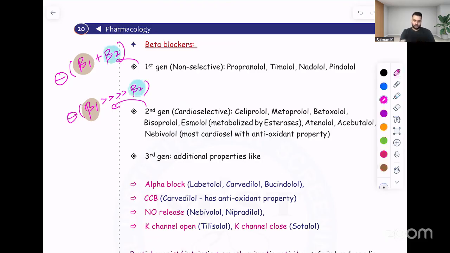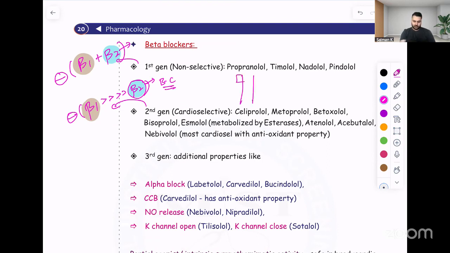Now, I told you already, if you block beta 2, it causes bronchoconstriction. Hence, they should be avoided in asthma. Beta blockers should be avoided in asthma. But because the second generation is not blocking beta 2 as much, it's blocking a little bit, that's where they become safe in asthma. Imagine this is my bronchus.